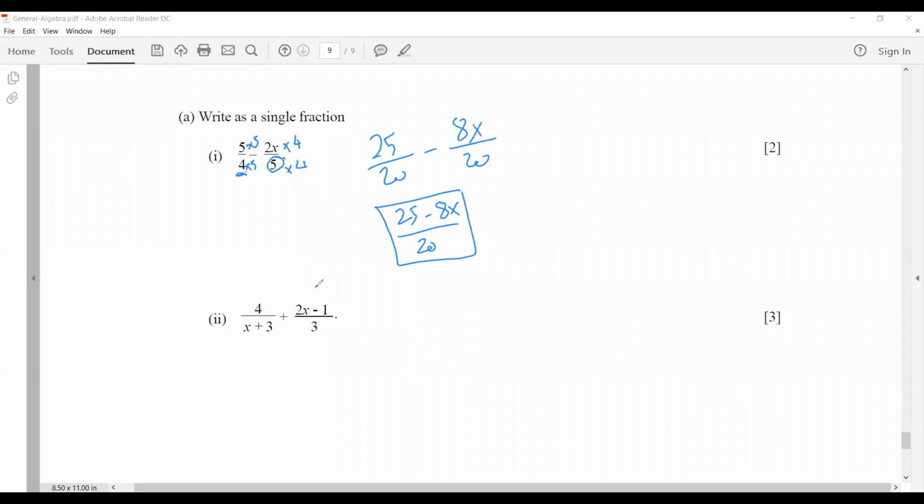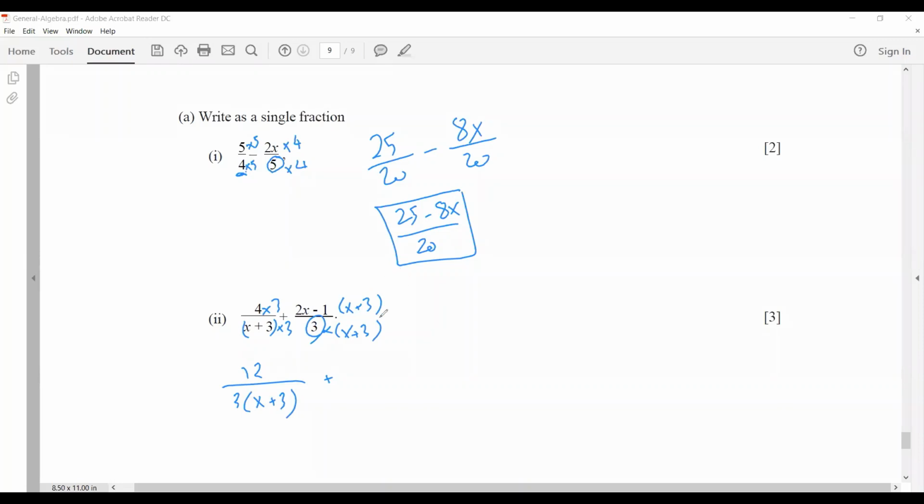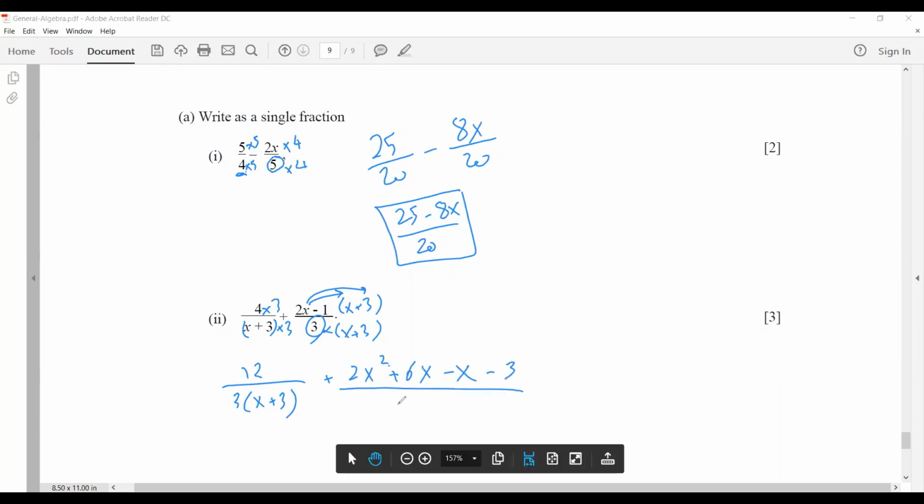Here, same thing. So multiply everything by x plus 3. Here also by x plus 3. Here by 3, just 3, right? So we get 12/3 times x plus 3, plus. So if you expand it, be careful, take your time, don't make any mistake. We get 2x squared plus 6x minus x minus 3 over 3 times x plus 3.